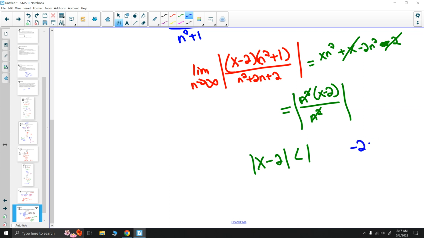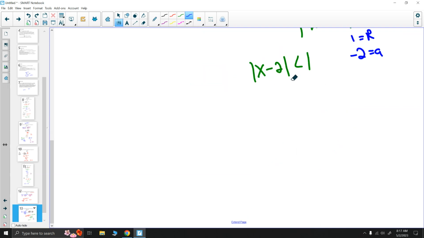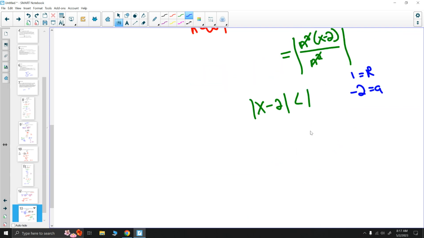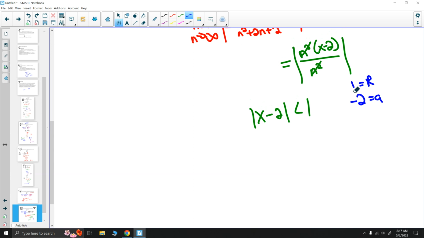So negative 2 is our a. That's our center point. Our radius here, r, is 1. We may have to think about it later, but I always just start there at least. R is 1. But this is in our standard form, so it should be. So basically, if our radius is 1 and we're centered at negative 2, that would mean that it goes down to negative 3 and up to negative 1.